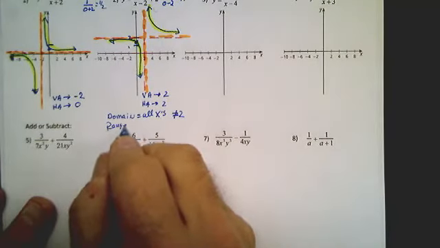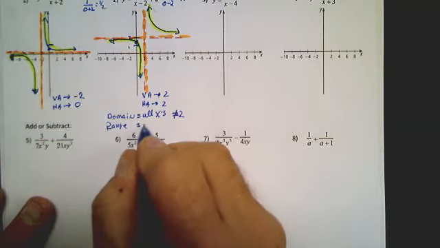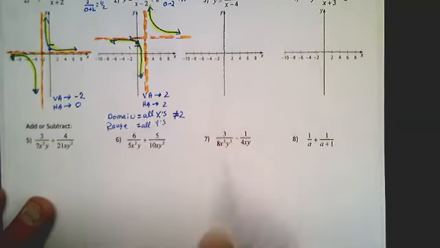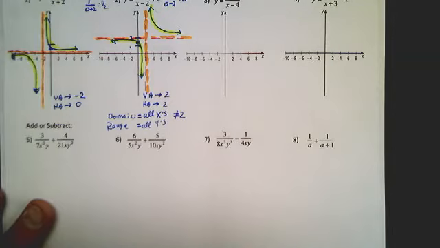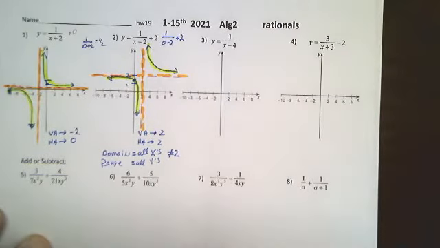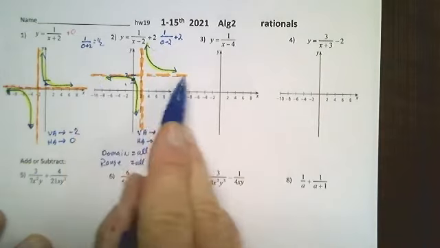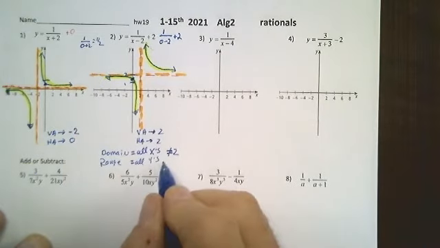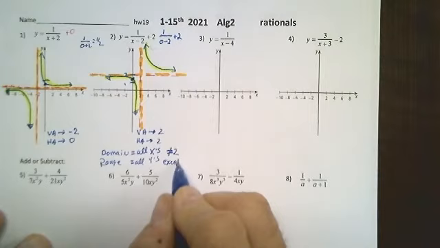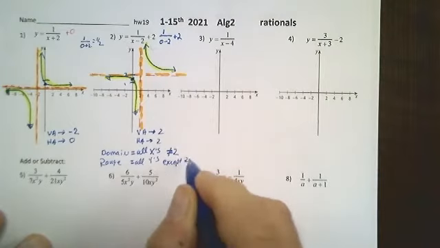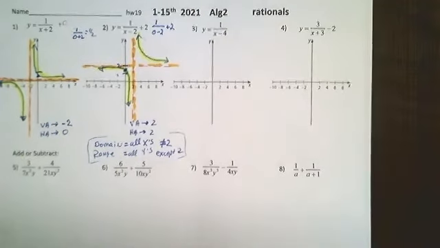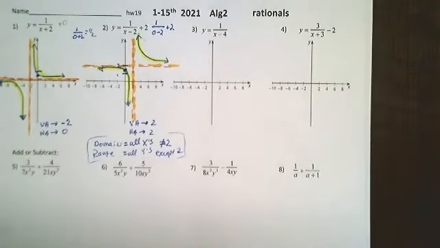Range, same thing. All y's except, if you're thinking 2 right there, there's an asymptote at 2. All y's except 2 also. Domain, range. Be prepared for that.